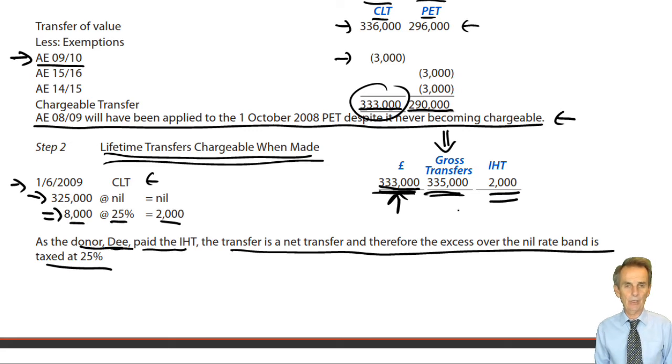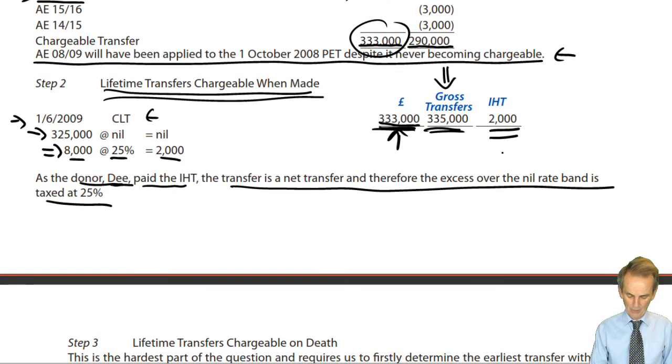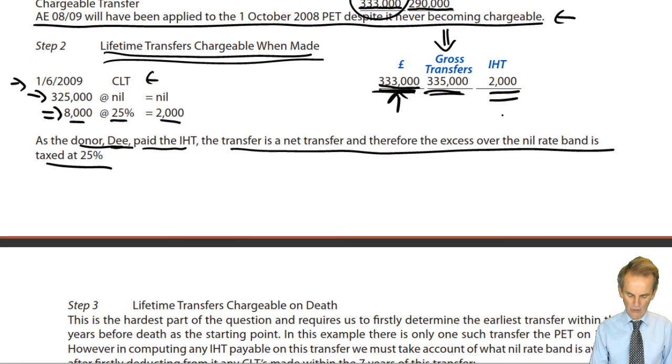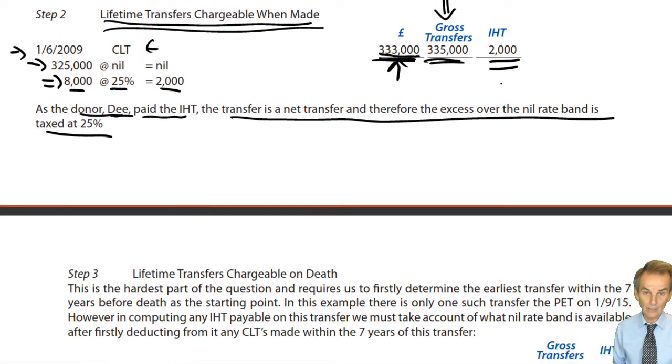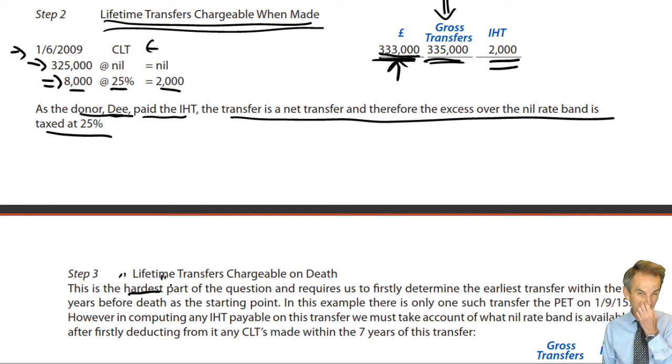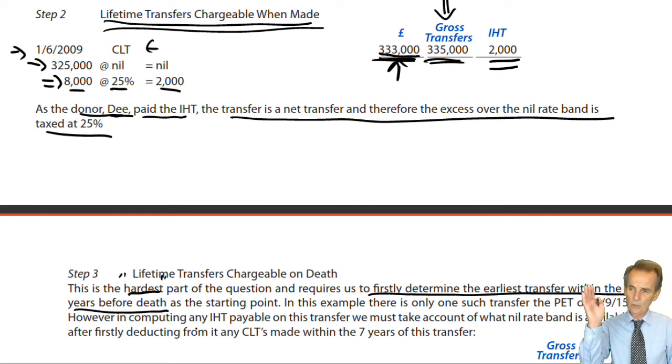Having dealt with that task, it's now, of course, time to deal with the lifetime transfers that are chargeable as a result of the death of the taxpayer. So we would set up our computation, lifetime transfers chargeable on death. I won't show too much of this in here. Hopefully you can see all of this on your screen, but you can see it in front of you as well. Lifetime transfers chargeable on death. Again, a subjective statement, the hardest part, as it were, there. Hopefully not too hard. Requires us to firstly determine the earliest transfer within the 7 years before death, as we've always done. State the date of death, go back 7 years. That's the starting point. In this example, there's only one such transfer, the PET in September 15.